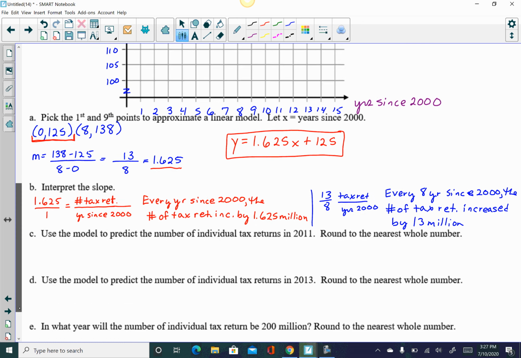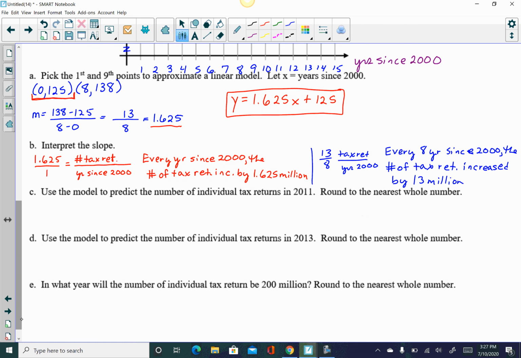We'll move on down to part C. It says use the model to predict the number of individual tax returns in 2011, and they're asking us to round to the nearest whole number. We can't just put 2011 into our formula, because x up here represents the number of years since 2000. So we need to first figure out what our x is going to be. You take 2011 minus 2000, so x equals 11. You're going to plug in 11 for x. So y equals 1.625 times 11 plus 125.